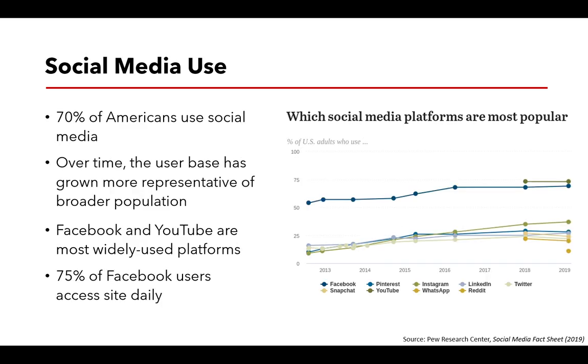Social media use continues to increase, with nearly 7 out of 10 Americans now using social media. People use these tools to get news, connect with others, share information, and discuss topics. Over time, the user base has grown more representative of the broader population. Facebook and YouTube are the most widely used platforms, with nearly 3/4 of Facebook users accessing the site daily.